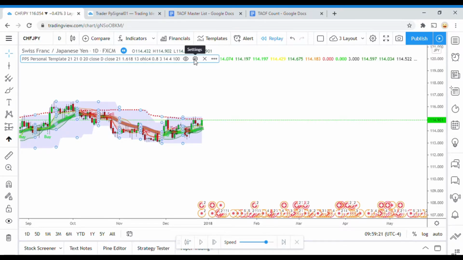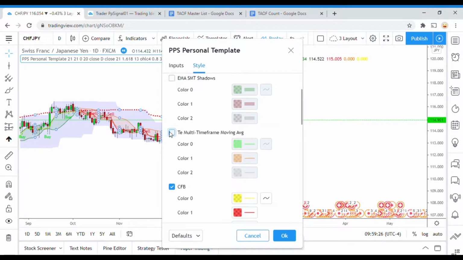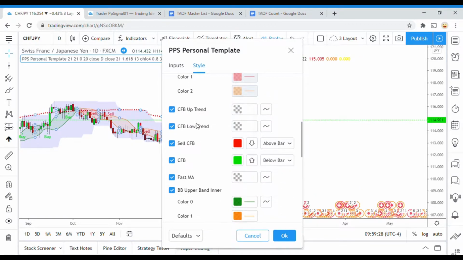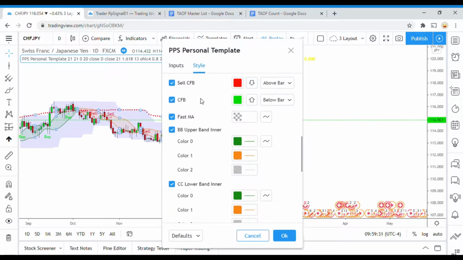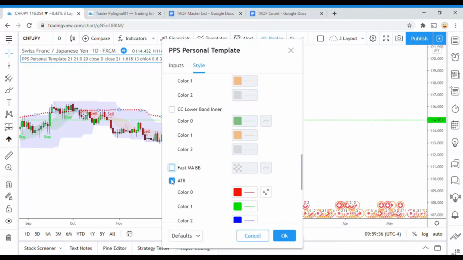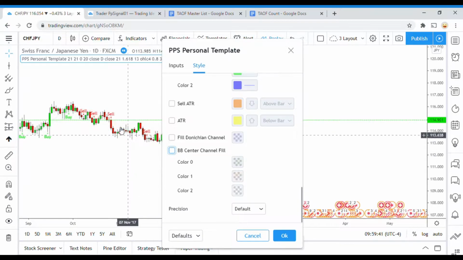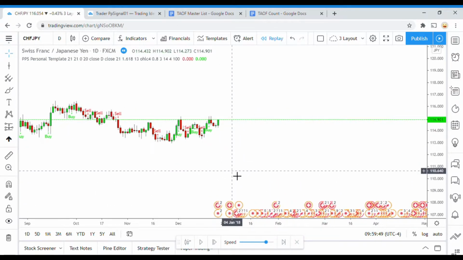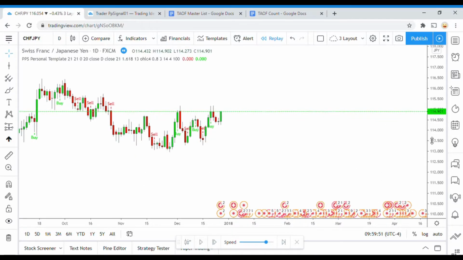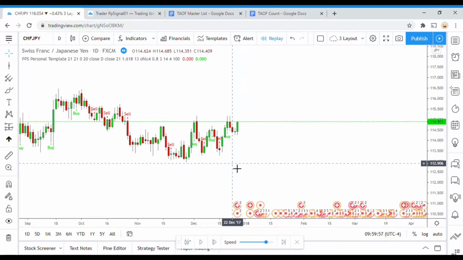Now, as you can see, there's a whole lot going on with this. And so what I am going to do is go in and uncheck a whole bunch of this, which basically means that those lines and those areas that were displayed are all now invisible. It doesn't change how the indicator functions, it just changes whether or not it is visible. The different lines and, like I said, the different areas of color and so on.